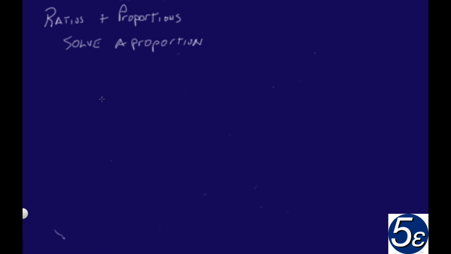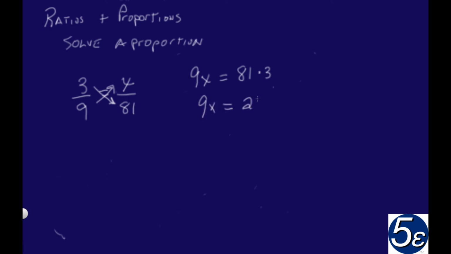So let's do one more. We're going to do 3 over 9 equals x over 81. Again, what we'll end up doing is we'll end up saying, okay, we have 9x because we're doing our multiplication this way, and we're going to do our multiplication this way, so 9x equals 81 times 3. We end up with 9x equals 243. So now we have to determine to solve for x.